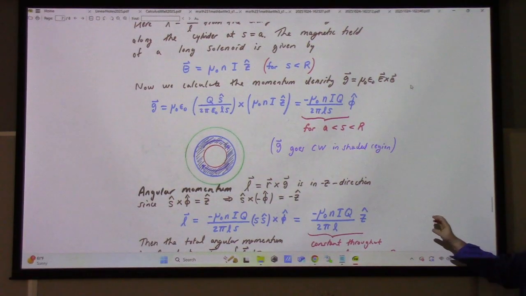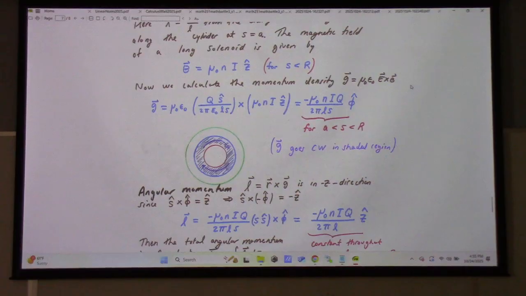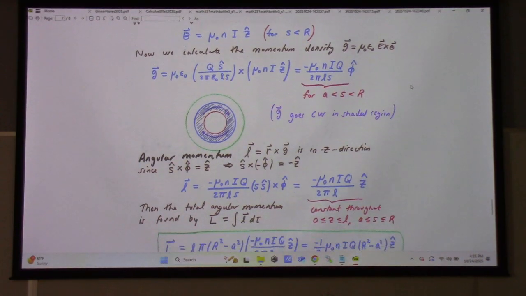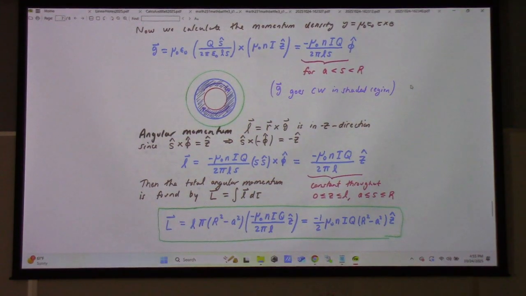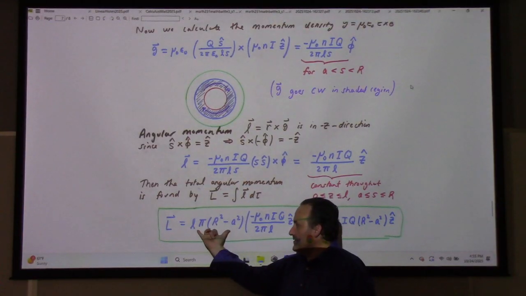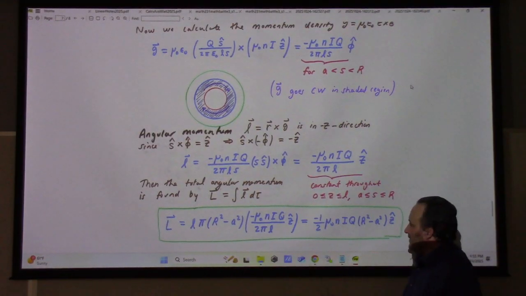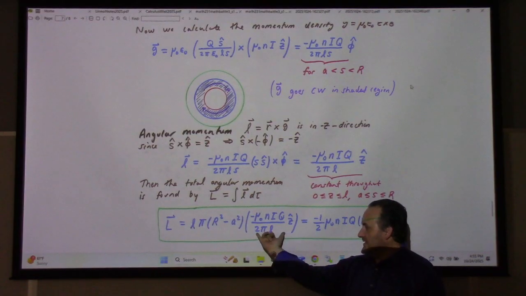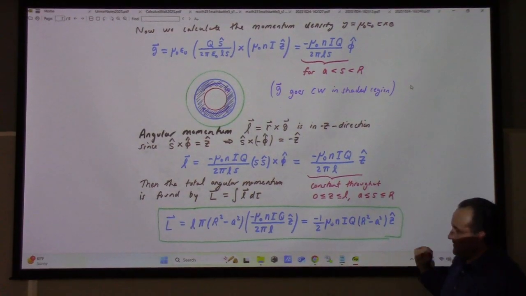This is angular momentum density. So to find the net angular momentum in this system, we just multiply it by the volume. Well, what's the volume of an annular cylinder? It's the height of the cylinder times the area of the annulus, which of course is pi times (r squared minus a squared). So this gives me the volume, right? And then there's the angular momentum density, so there's the total angular momentum.